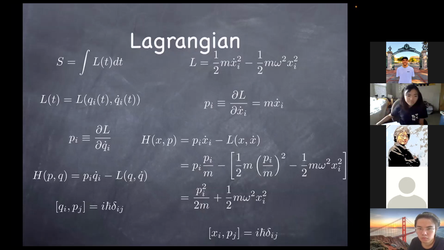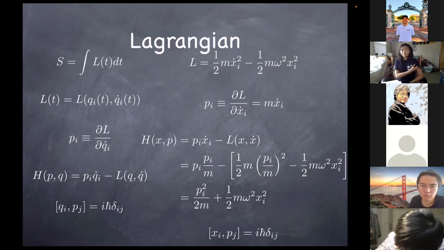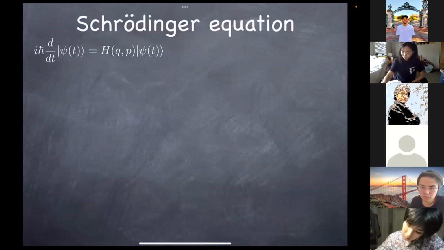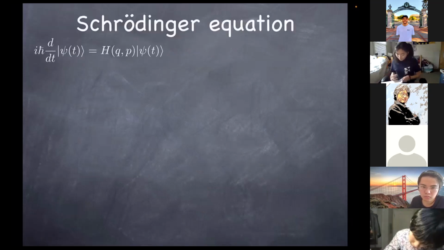Yes, thank you. Okay, then let me move on. So this is just a brief review of how you go from the Lagrangian and define P, define the Hamiltonian, and set up the commutation relation, and hence you have quantized the system. And we keep doing that. And once you know what the Hamiltonian is, that immediately tells you the Schrodinger equation.